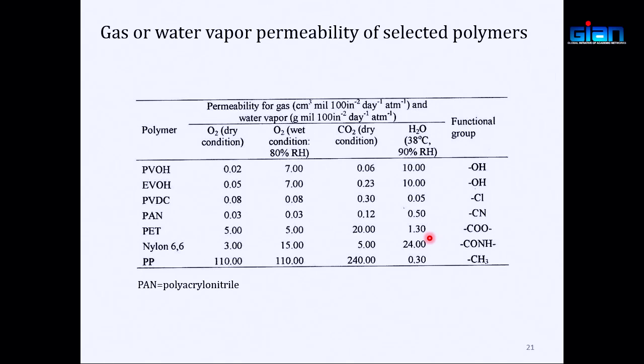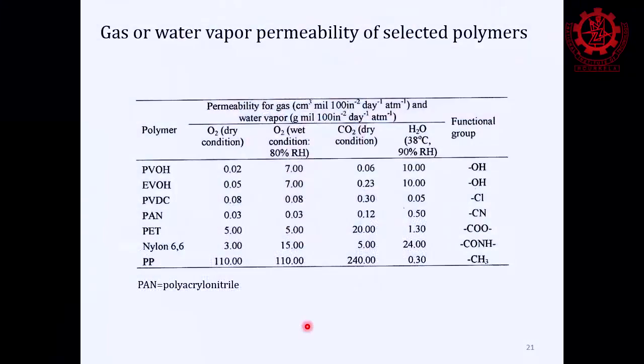So again, it's the same table as the previous one, giving you the diffusivity value, and it is telling you what functional groups actually render the barrier property to different polymers. So when they want to improve the barrier property of different polymers, they try to add some functional group so that they can reduce the diffusion or improve the barrier properties.